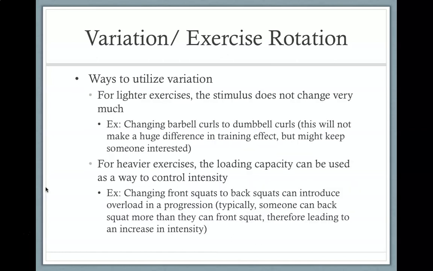Some ways that we can use variation. So with lighter exercises, we're not going to be changing the stimulus to a very large extent. So if we just are taking those secondary or accessory exercises and going from a barbell curl to a dumbbell curl, but that makes the client feel like they're doing something different and fun, awesome. Okay, we're still going to get the same result. We're getting some volume into those biceps, but we're just still making it feel like something's different.